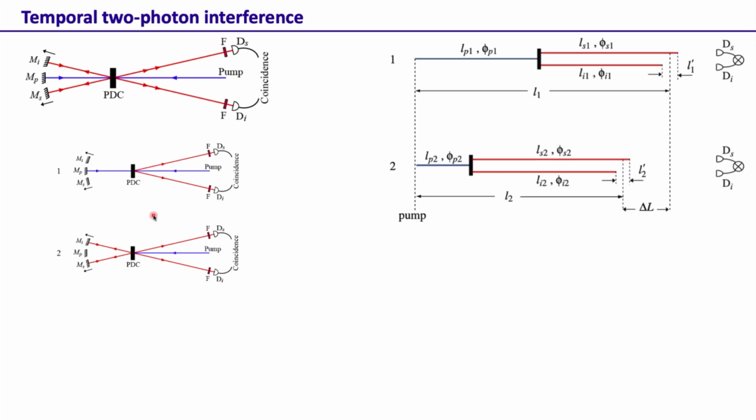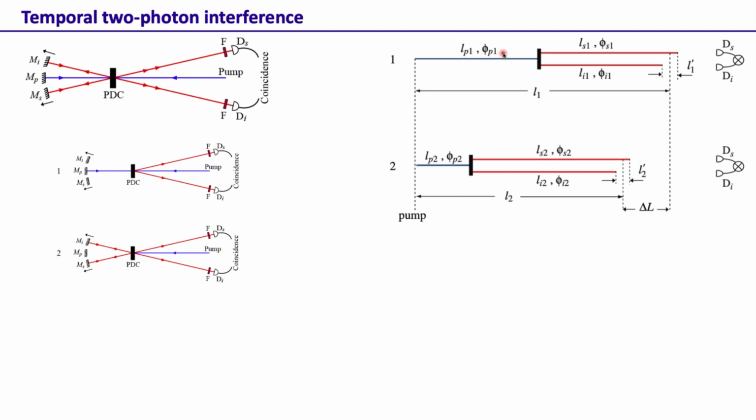Now, in order to explain this, we'll present this in terms of an unfolded diagram. So, for example, this alternative we can represent like this, where LP1 represents the path length traveled by the pump photon in alternative 1. So that's the total path length traveled, that's LP1, and we are representing it like this. LS1 is the path length traveled by the signal photon in alternative 1, which in this case would be just this. Similarly, LS2 is the path length traveled by the signal photon in alternative 2, which in this case would be this. So, that is the length LS2 and so on.